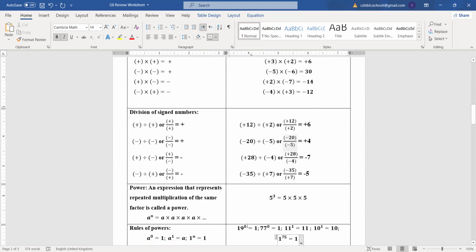If we are dividing numbers having different signs, negative number over a positive number, my answer will be negative, and positive over negative, my answer is negative. I will also give you an example. Positive 28 divided by negative 4. A positive over negative is negative. 28 over 4, the answer is 7.